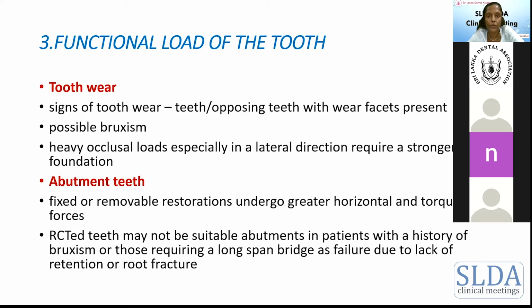And if your root canal treated tooth is going to be an abutment for a fixed prosthesis or a removable prosthesis, it usually undergoes greater horizontal and torquing forces. Therefore, when you consider root canal treated teeth as abutments for a future prosthesis, you have to be very careful about selecting abutments, because those requiring a long span bridge can end up with failure due to lack of retention and root fracture. Therefore, usually these types of patients are not suitable for long span bridges.